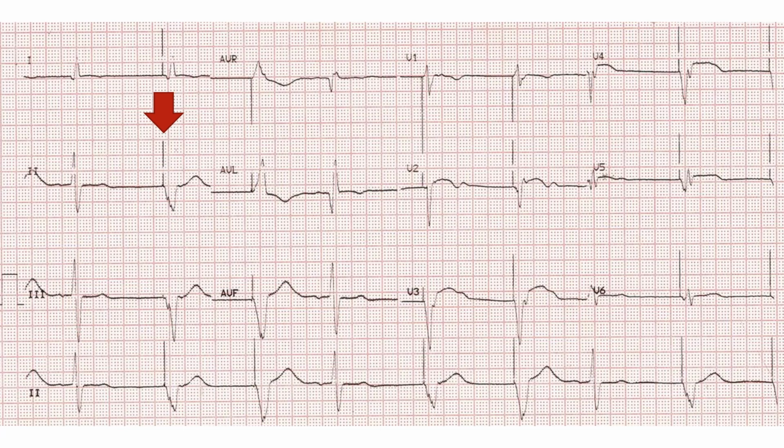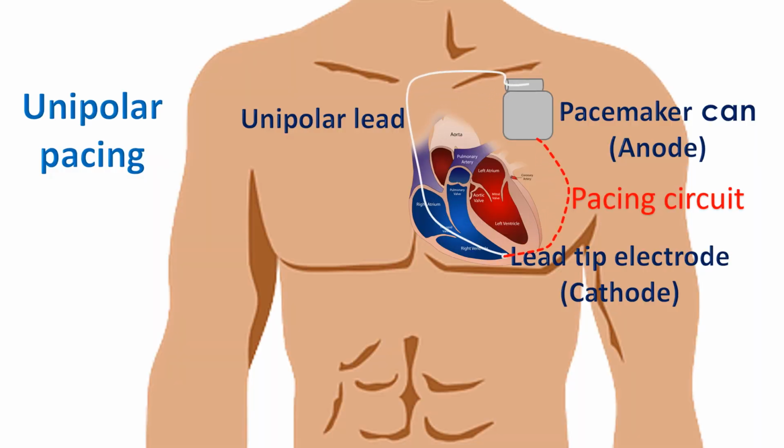with unipolar pacing mode. In unipolar pacing, the lead tip in the right ventricle acts as the negative electrode, cathodal pacing, and the pacemaker can acts as the positive electrode. This causes a long electrical circuit between the two so that surface ECG detects a large pacing spike.